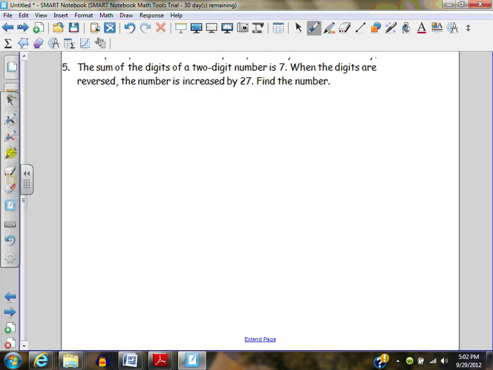Okay, this one has 2 ways to do it. Most students will do this by guess and check. And I can see you doing that if it's a small number. If it's a big number, that's an act of desperation. But I want to go ahead and solve this for you anyway. The sum of the digits of a two-digit number is 7. So let's say A is the first digit and B is the second digit, okay? So if you take A plus B, you get 7. But when the digits are reversed, then the number is increased by 27.